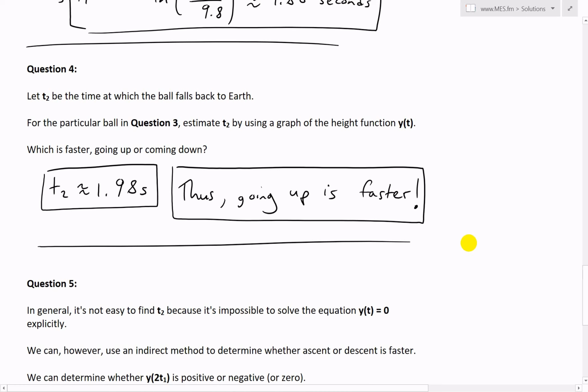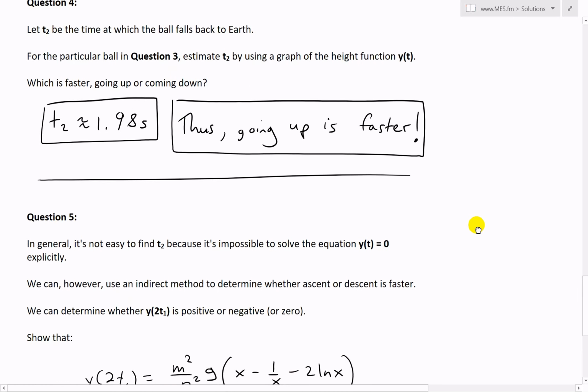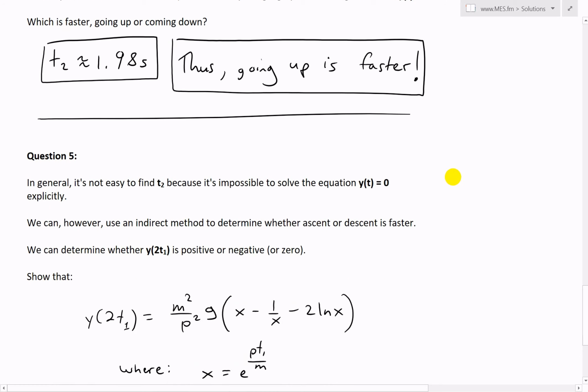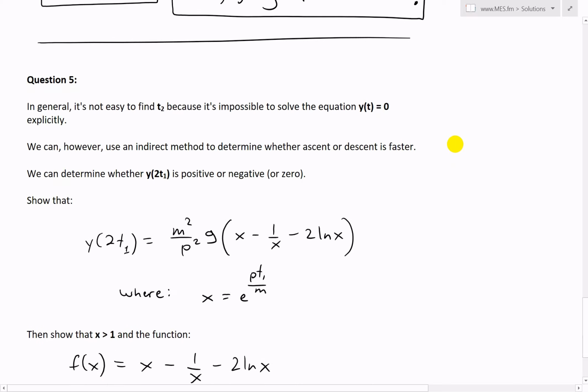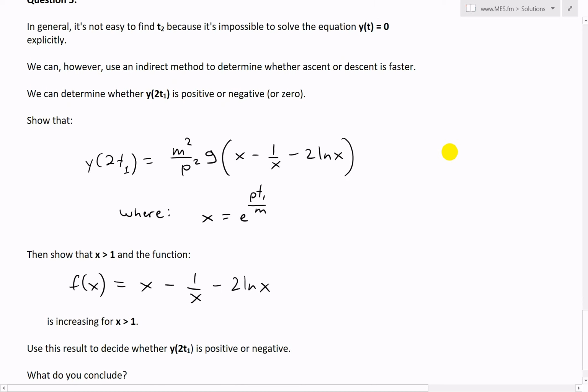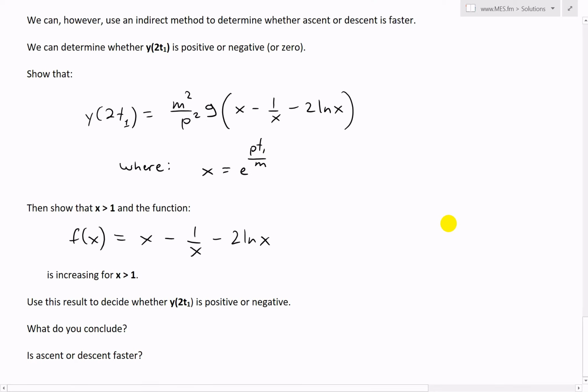In question 4 we used the graph of the height function y of t, because when the ball reaches the ground, the height is 0. That's one way of solving it, but we can't solve it explicitly. Another way is to use an indirect method to determine whether ascent or descent is faster: we determine whether y of 2 times t1 is positive, negative, or 0, and I'll explain that in a bit once I read through the question.